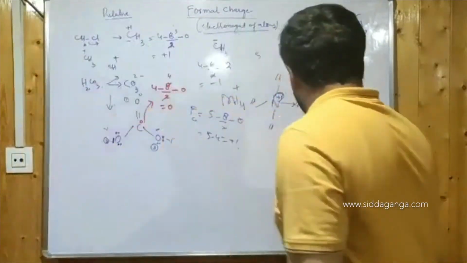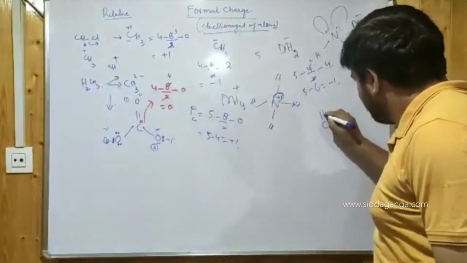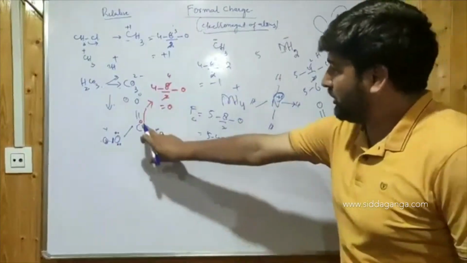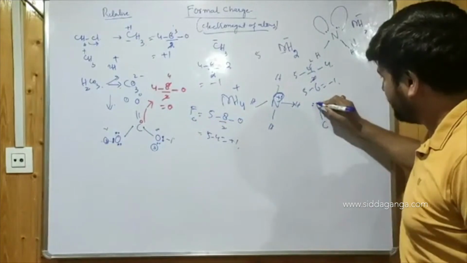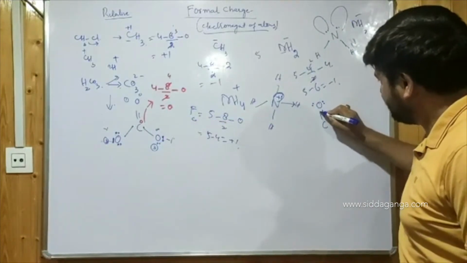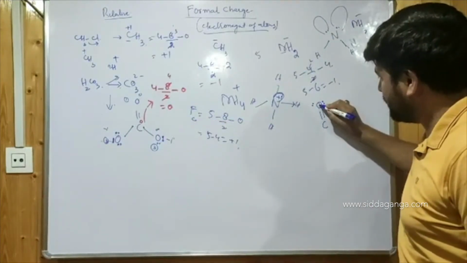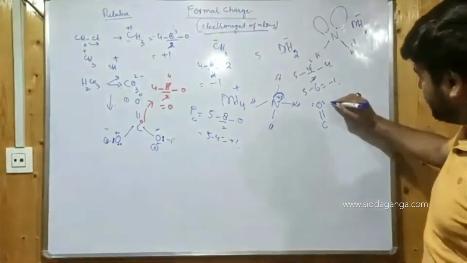So I'm drawing it out. I'm drawing only one bond, C double bond O, correct? So how many electrons have been used here by oxygen? 2. How many are still pending? 1, 2, 3, 4, 5, 6, 7, 8. This oxygen's formal charge will be how much?